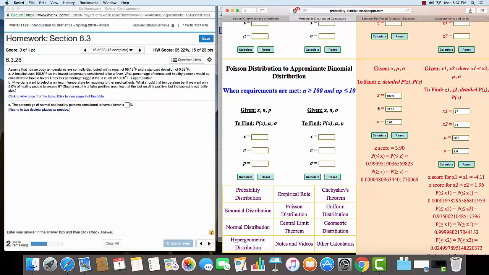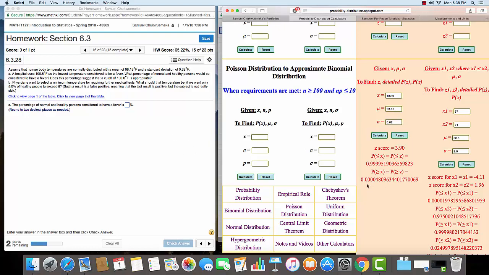So what percentage would this be? This is the lowest temperature considered to be a fever. As you can see here, what percentage of normal and healthy persons will be considered to have a fever? Well, in this case, this is the percentage less than that. So it's 0.